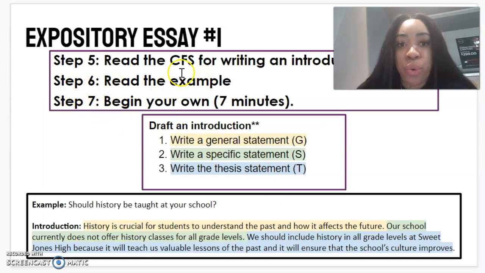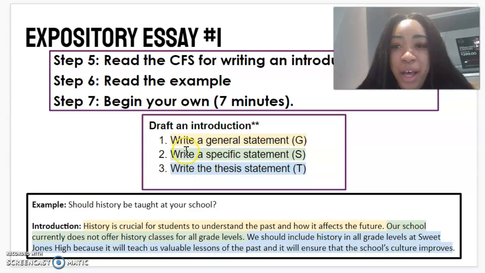All right, so I now need to make sure that I'm drafting an introduction. I start with a general statement. I then do a specific statement, and then I write my thesis statement. Again, we know that our thesis statement is the answer to a prompt. The thesis statement is the what? The answer to the prompt.